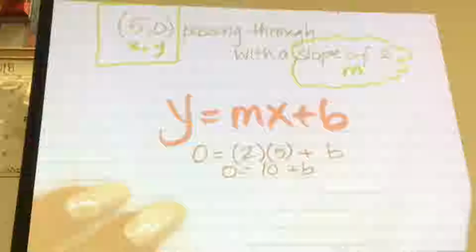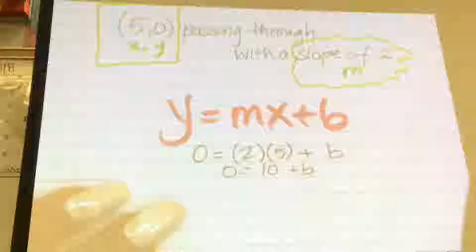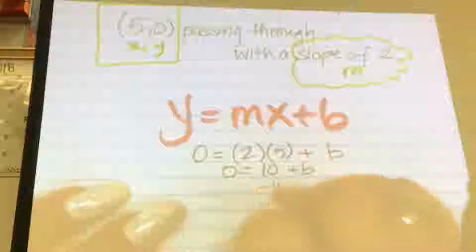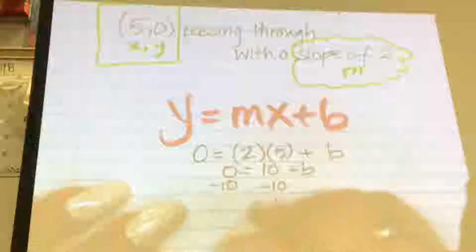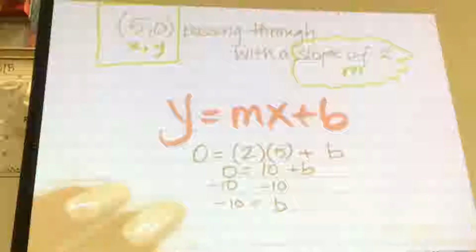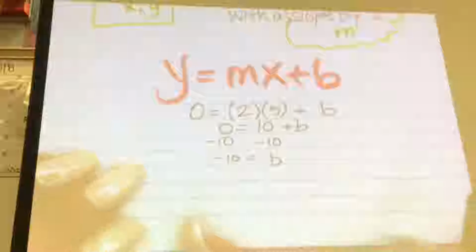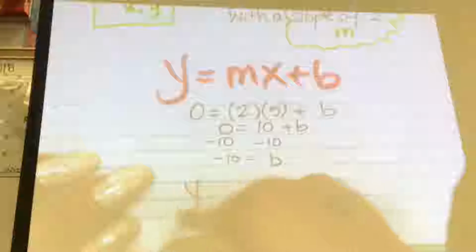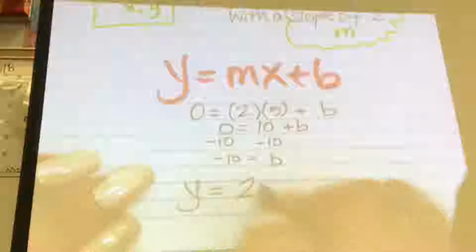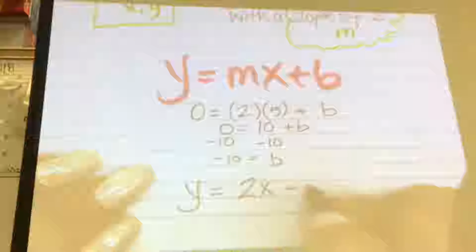Camden, how do I get b by itself? Good. Subtract 10. Subtract 10. So b equals negative 10. So y equals mx plus b.